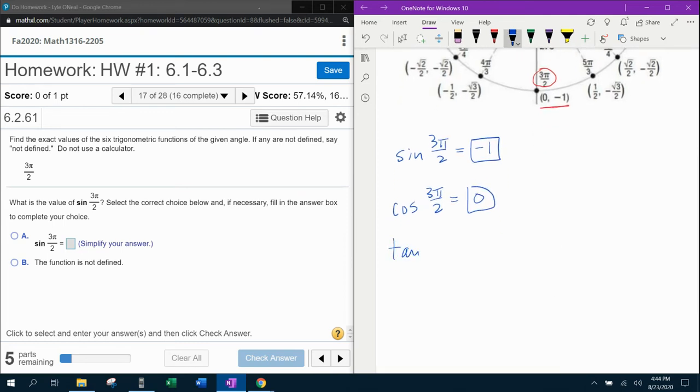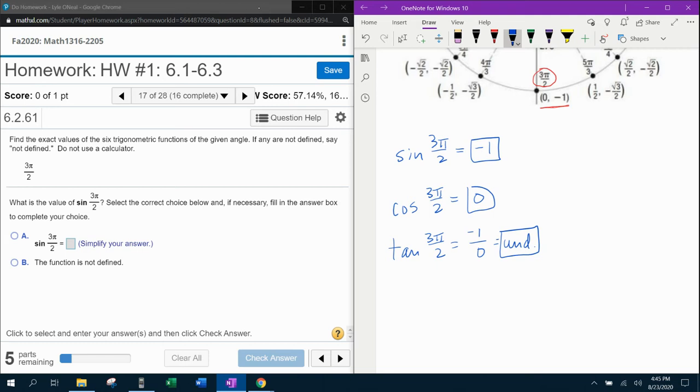And tangent of 3 pi over 2. Remember, tangent is y over x. So that's going to be -1 over 0. But that's going to be division by 0, which is undefined. So tangent of 3 pi over 2 is actually undefined, okay?